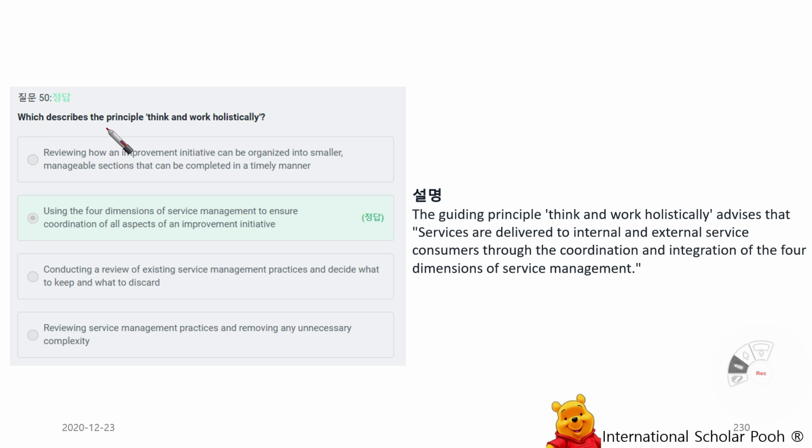Which describes the principle think and work holistically, using the four dimensions of service management to ensure coordination of all aspects of improvement initiatives? The guiding principle think and work holistically advises that services are delivered to internal and external service consumers through the coordination and integration of the four dimensions of service management.